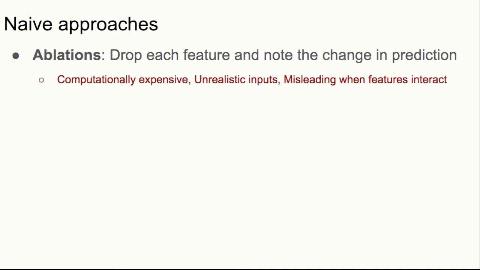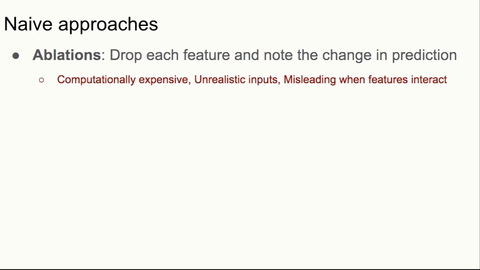Okay, so now you want to do attributions. What's a naive approach? Naive approaches are ablations. You drop the feature, see what the change in the prediction is, and that's the contribution of that feature. Now, the problem with this is, A, it's computationally expensive if you have too many features, like in image models. B, if you drop a feature, then it may produce an unrealistic input, an input that the network has never seen before. So although it may change the prediction drastically, that doesn't mean that the blame for it falls on that feature alone.